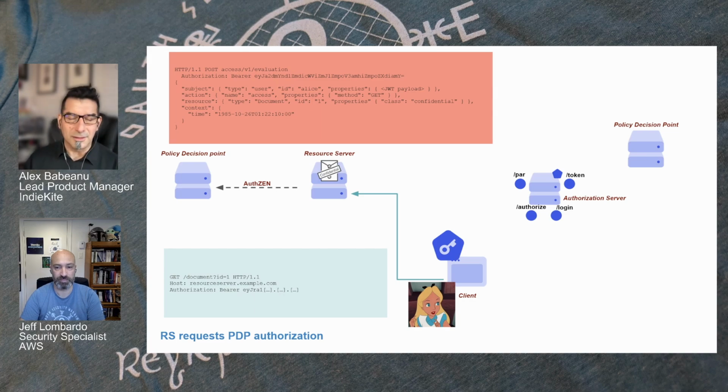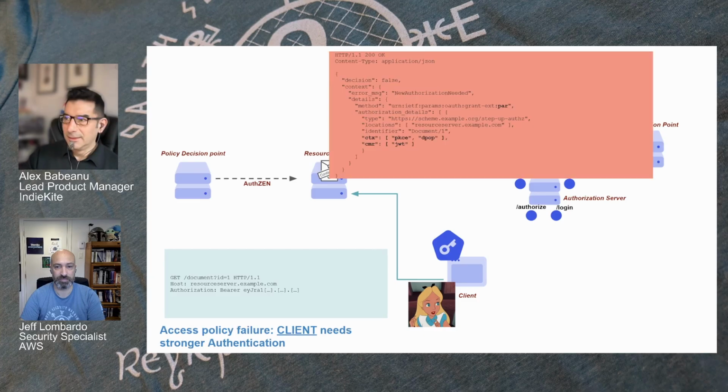Now, as you can see, this is the AuthZ request that the resource server makes in the backend to the PDP. It's a typical AuthZ request where you have a subject, an action, a resource, and a context. The context just provides the time of day, just in case that's important for the access policy. And then you have the subject, the action, and the resource. Alice needs to get the document. Simple as that.